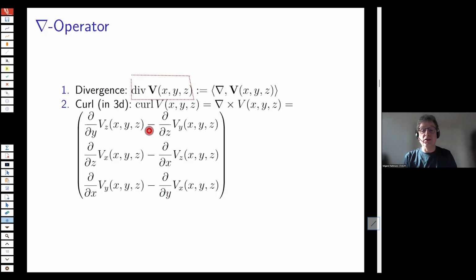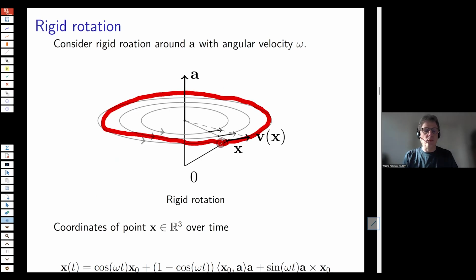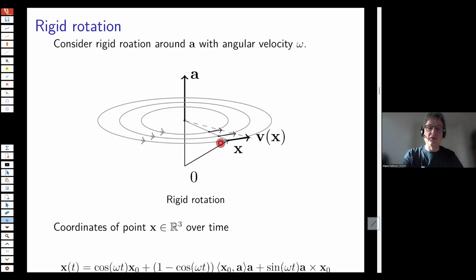We will go back to 2D. I start from a rigid rotation. We have a rotation axis A, and then we have a point in space, and this point is rotating with a fixed angular velocity omega around this axis A. So, if we like, we can add here such a small curve, and we will denote it with omega. And then we will describe this rotation.